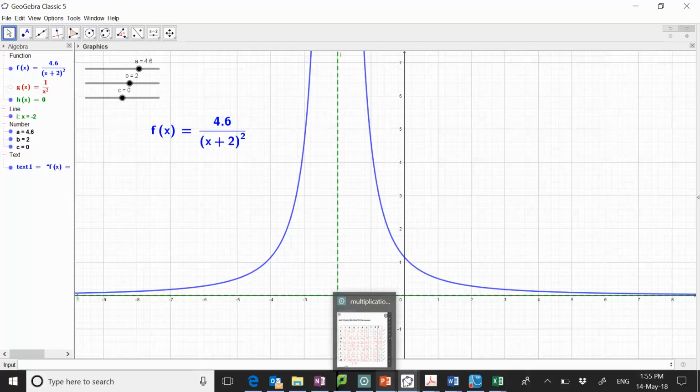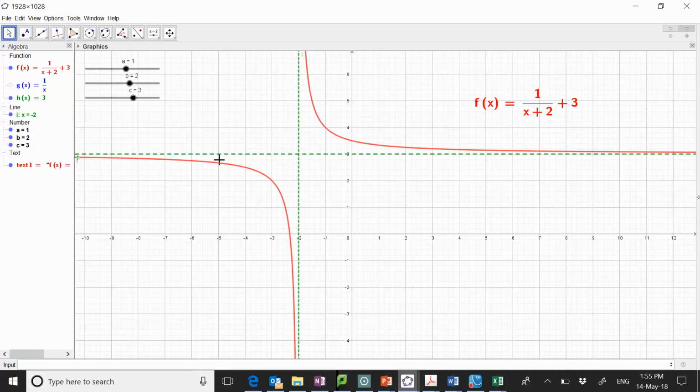So remember last session, when I increase the value, it moves away. Oh, it's not moving away right now.